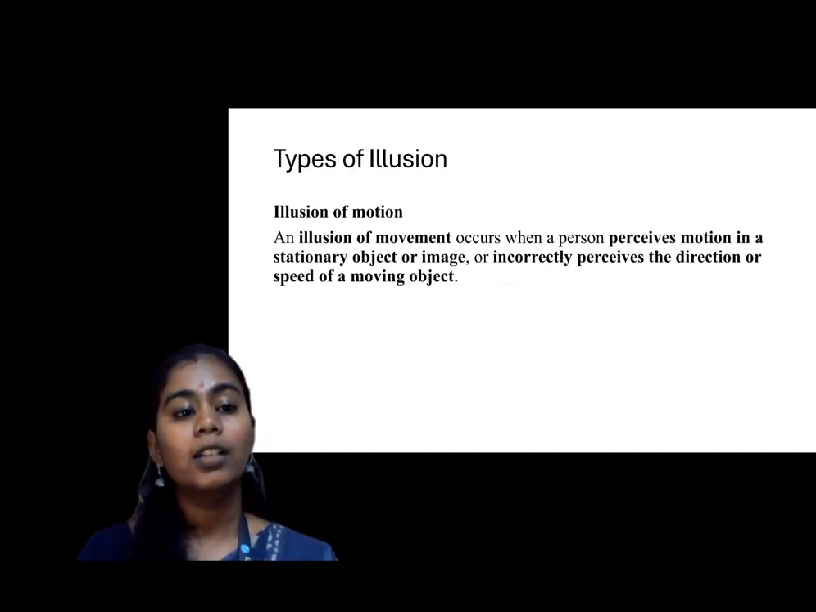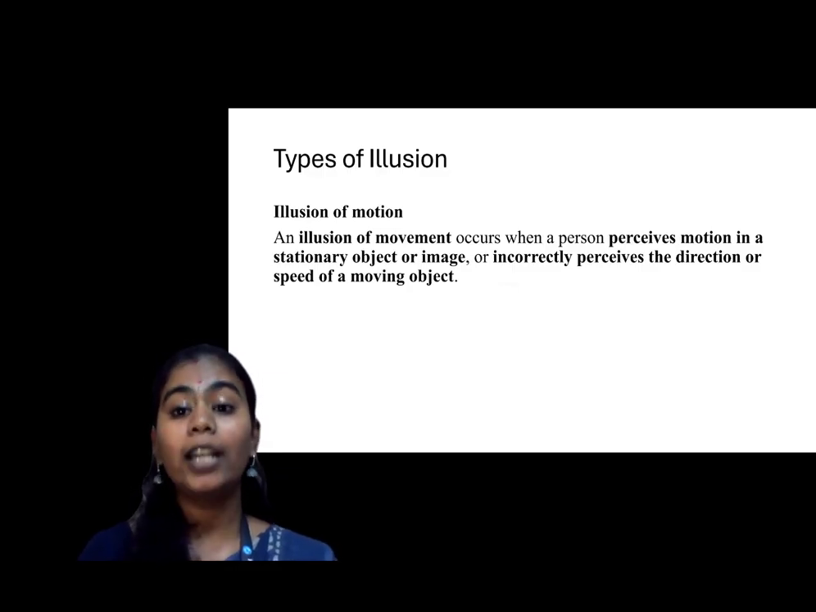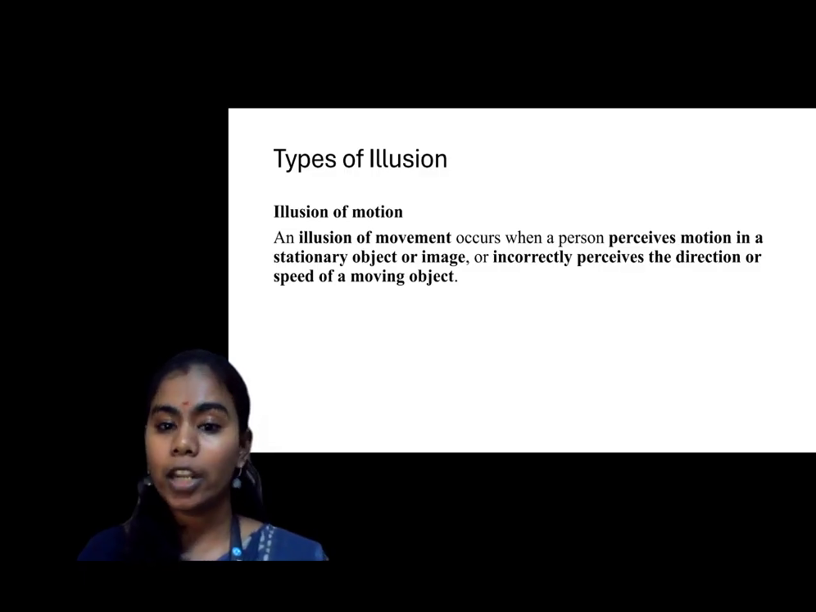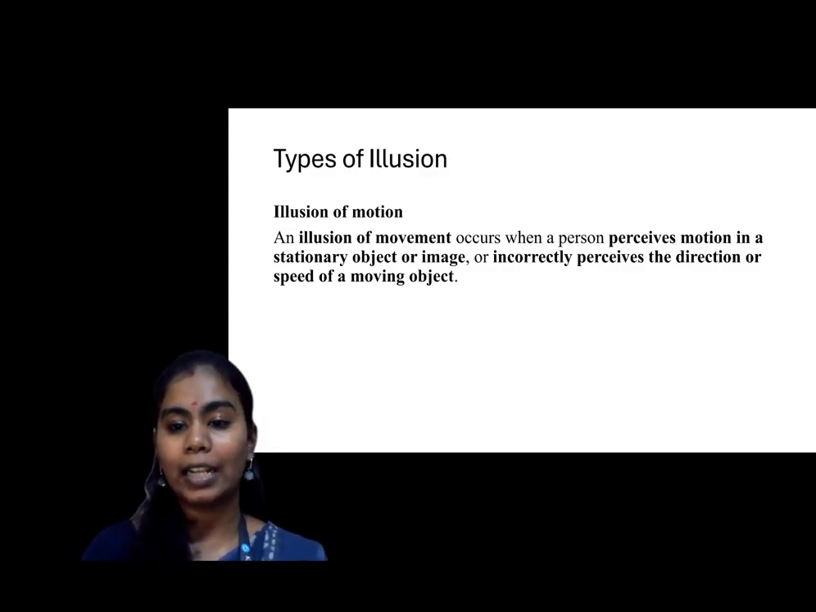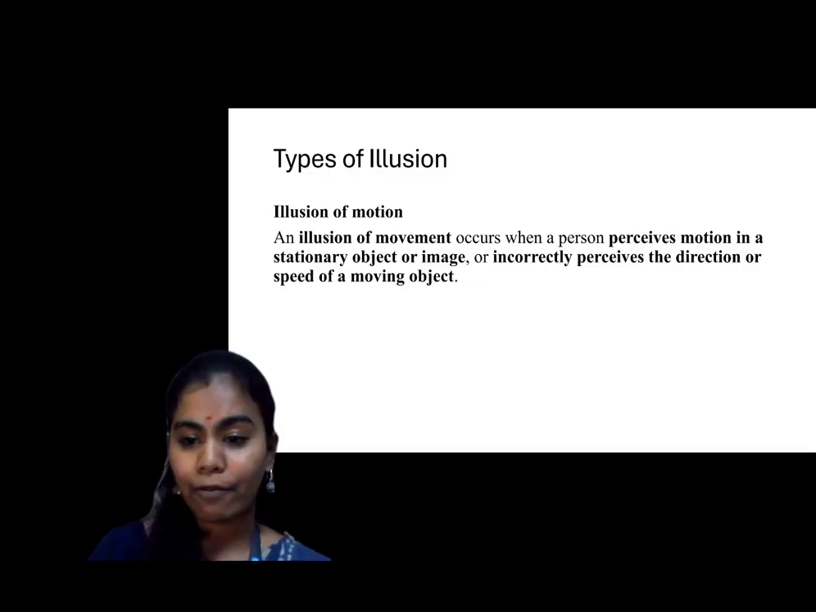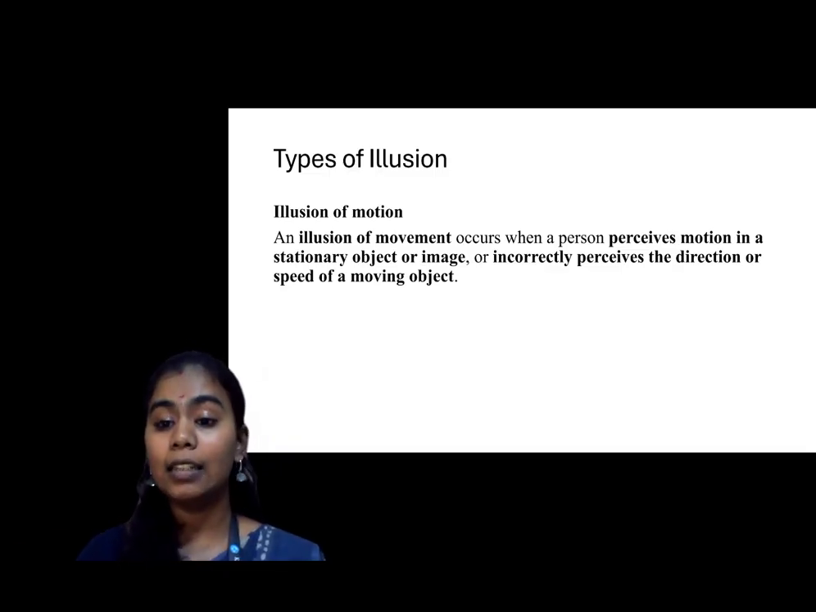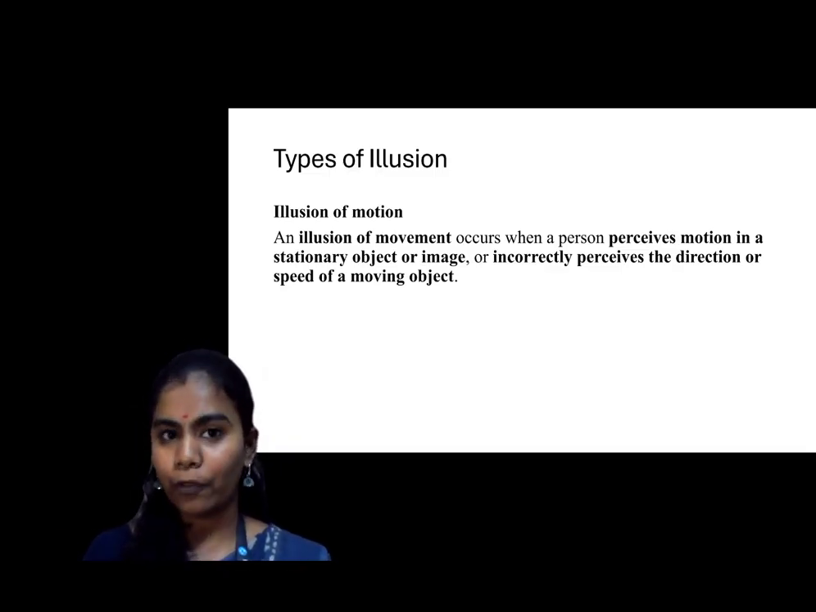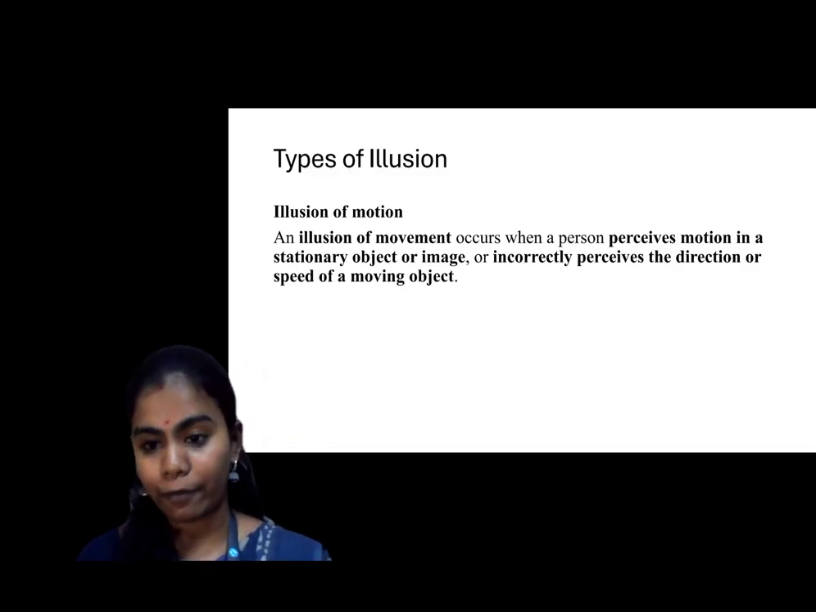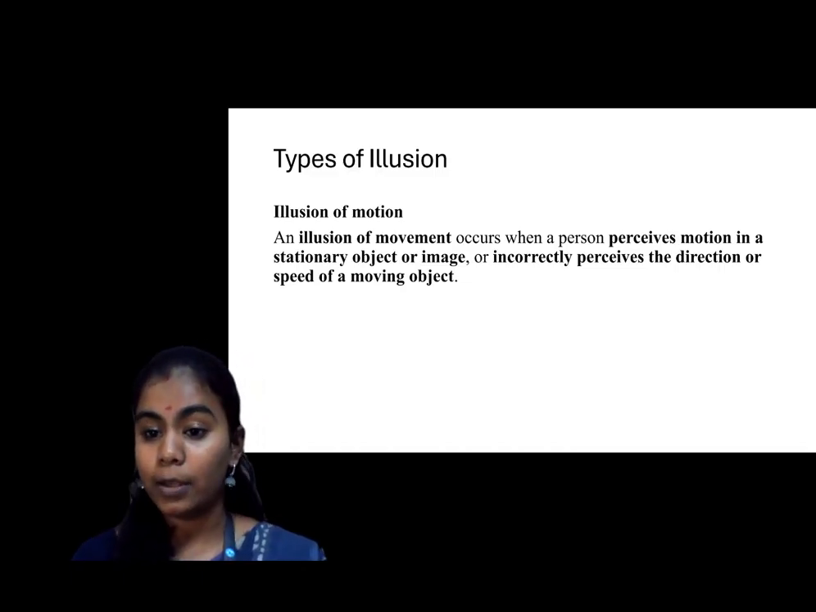And you have the third type of illusion, which is illusions of movement. Illusions of movement are nothing but we tend to perceive motion in a stationary object or image, or incorrectly perceive the direction or speed of a moving object. For example, during a festive time, a house will be decorated with serial bulbs. There will be static bulbs which light up one after the other. The bulbs are not in motion, but we tend to perceive that the light is in motion because of a phenomenon called the phi phenomenon, which is also studied under the concept of gestalt psychology.